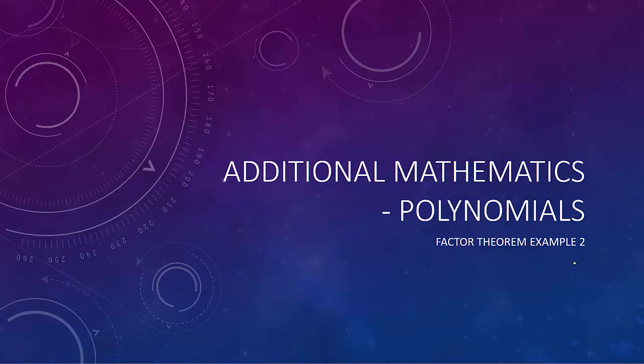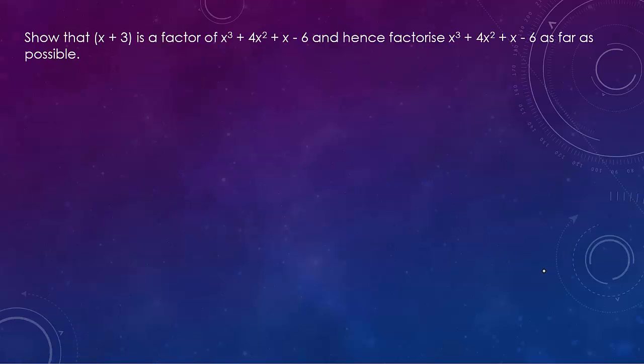Factor theorem example 2. Show that x plus 3 is a factor of x cubed plus 4x squared plus x minus 6, and hence factorize x cubed plus 4x squared plus x minus 6 as far as possible.